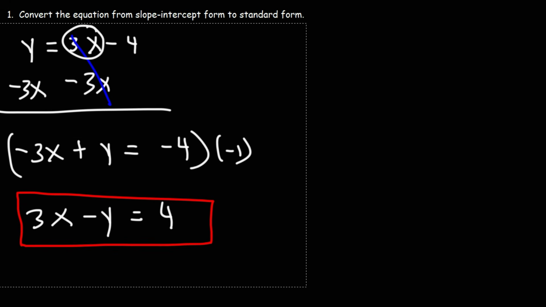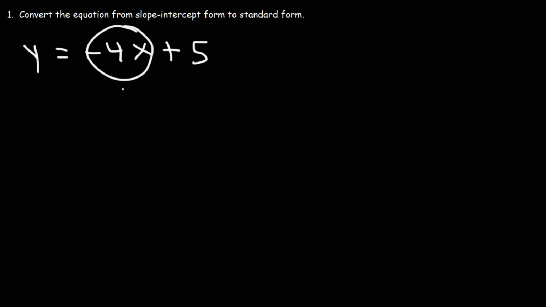Now let's work on a similar problem for the sake of practice. Go ahead and try this one. y is equal to negative 4x plus 5. Feel free to pause the video to try this example. So let's begin by moving the negative 4x from the right side to the left side. Now if you need to show your work, you can just add 4x to both sides.